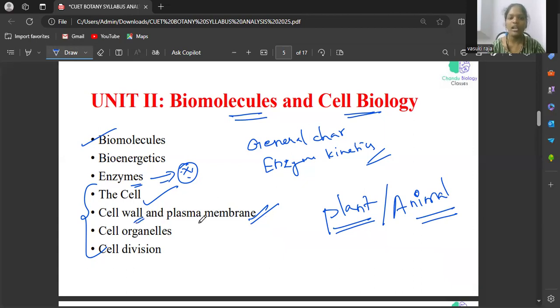I'm sorry, cell wall. And the plasma membrane will be an unavoidable area when it comes to cell biology, the most important thing which we have to cover under cell biology. And cell organelles, as usual: what are the organelles present in the plant cell and how the plant cell is getting divided. Okay, and the cell cycle and cell division will be dealt with very clearly under this subheading.